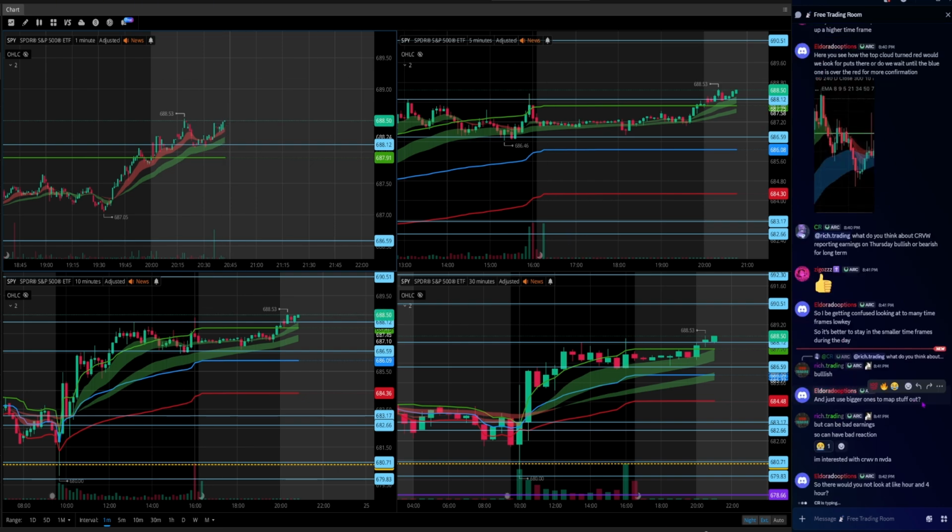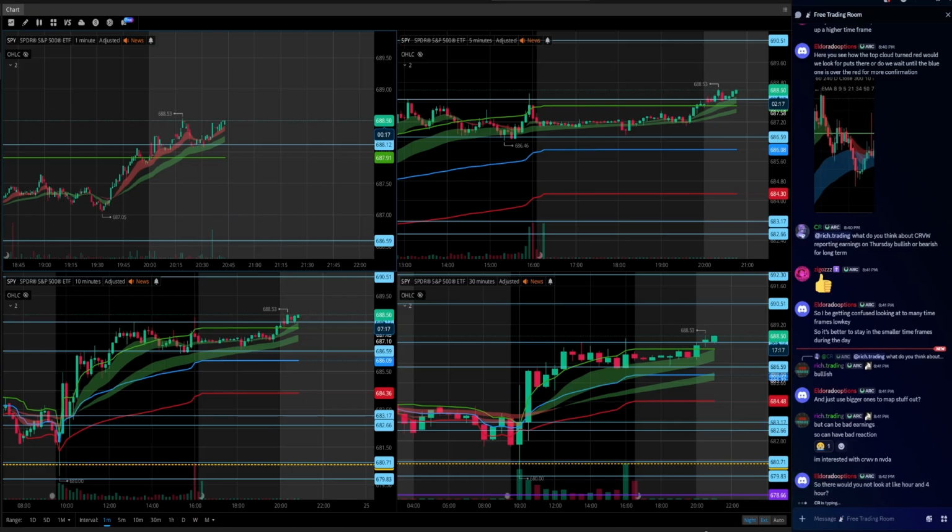You just use the bigger ones to map out stuff. Yes, our general supports and resistances. And you use the daily also for the cloud test as well. So there, would you just not look at the hour or 4 hour? When I'm day trading it, I'll flip through it, but these are the ones that I have my eyes on at all times.